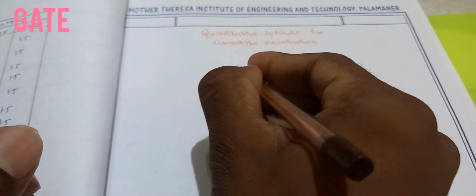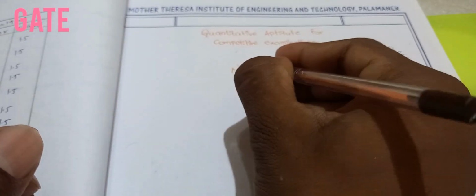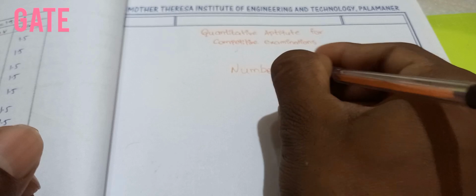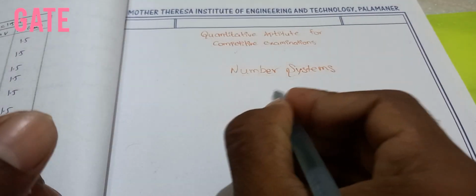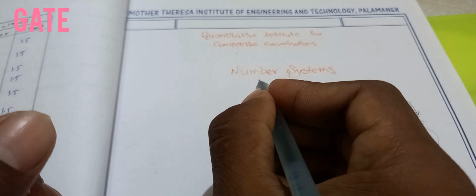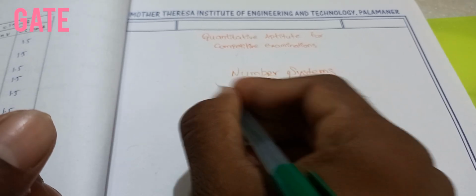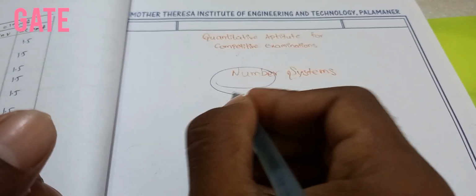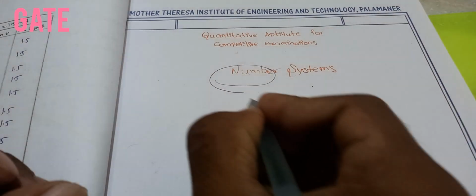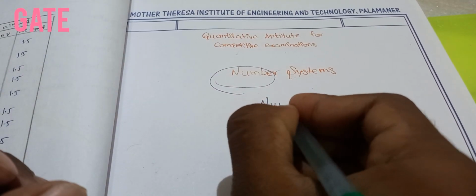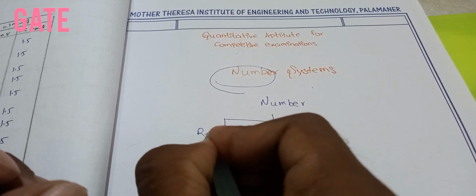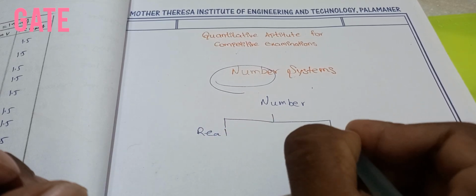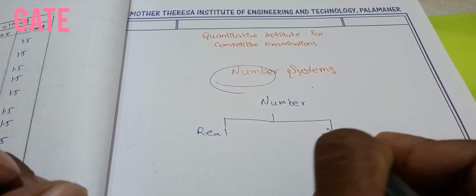Number systems. It is a system which we use to represent or express numbers. Actually, numbers are of two types: real numbers and imaginary numbers.